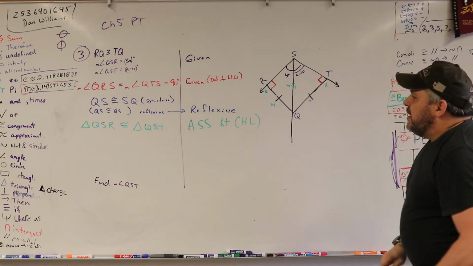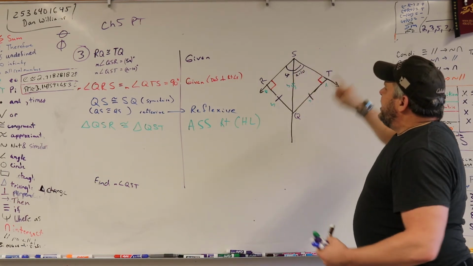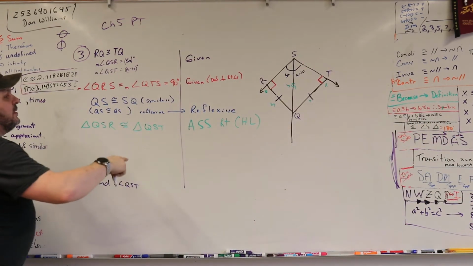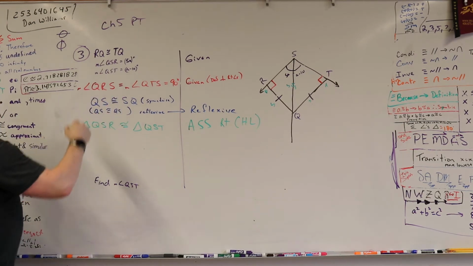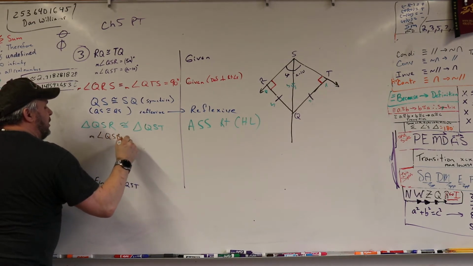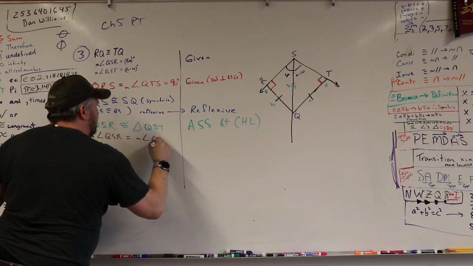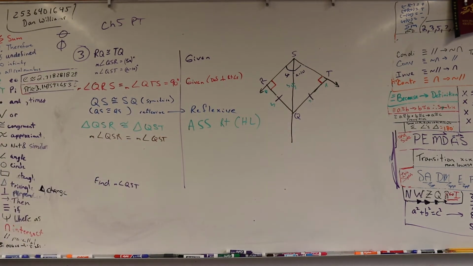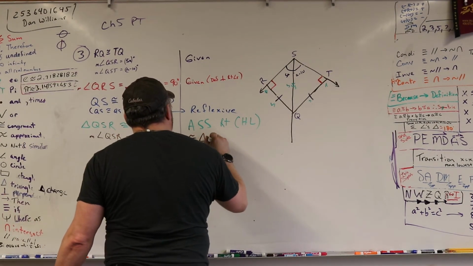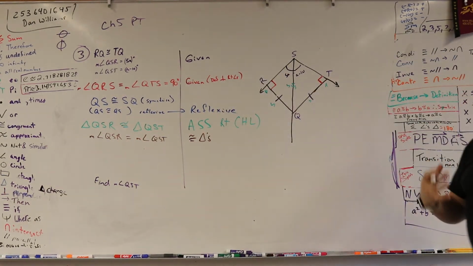Alright, next. What do we do from that? Alright, so we know that they're congruent. That means that these angles are now congruent. So that means that the measure of the angle QSR is equal to the measure of the angle QST. Okay? Why? Due to congruent triangles. Okay? So we know the triangles are congruent. That way the measure of the angles are equal.